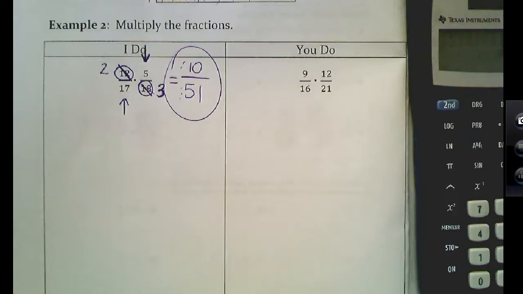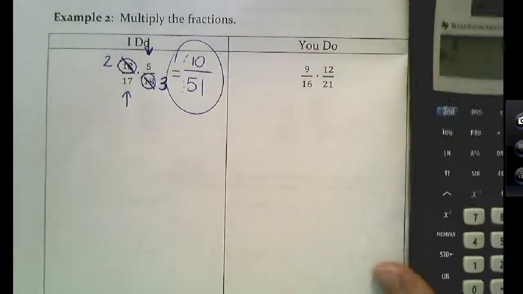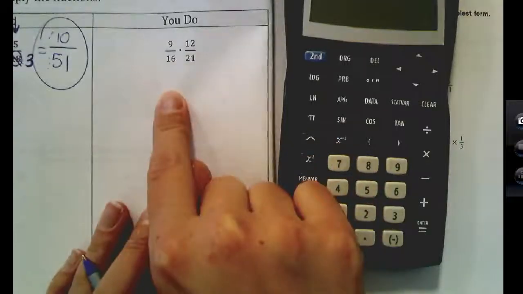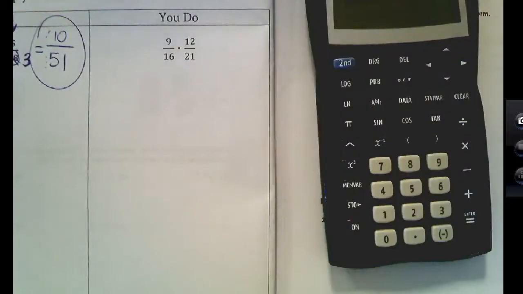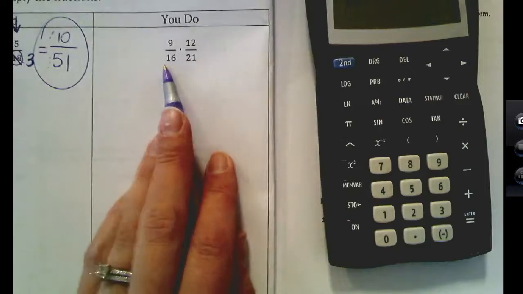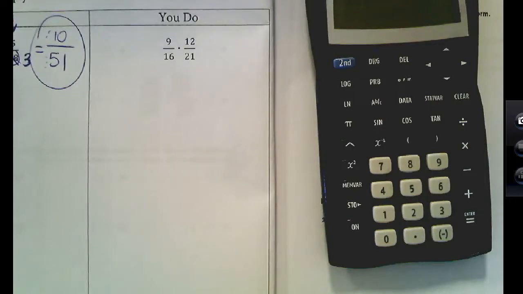10/51 would be your answer. And one more to do together. Who can raise their hand and tell me the first thing that you were trying to do before you multiply? And I'll give you a hint. I'm looking at those denominators, and I do not want to multiply 16 times 21.